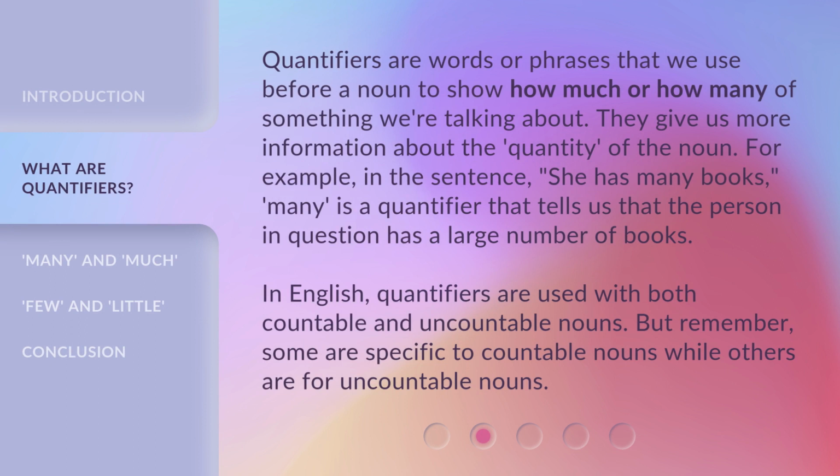Quantifiers are words or phrases that we use before a noun to show how much or how many of something we're talking about. They give us more information about the quantity of the noun. For example, in the sentence, "She has many books," many is a quantifier that tells us that the person in question has a large number of books. In English, quantifiers are used with both countable and uncountable nouns. But remember, some are specific to countable nouns while others are for uncountable nouns.